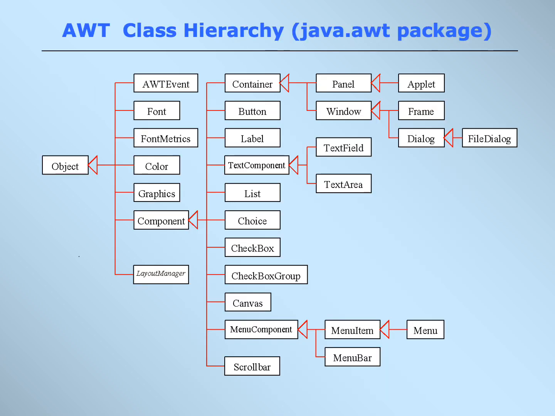Here is the AWT class hierarchy from the java.awt package. You can see over here that it has button, label, frame, dialog, text area, text field, and many more components. These components are heavyweight user interface components, and those are the wrappers for the operating system objects. Swing is built on top of AWT with a richer set of lightweight components.